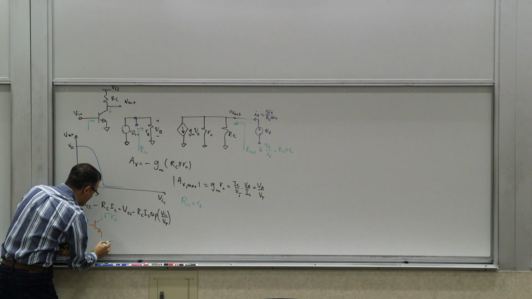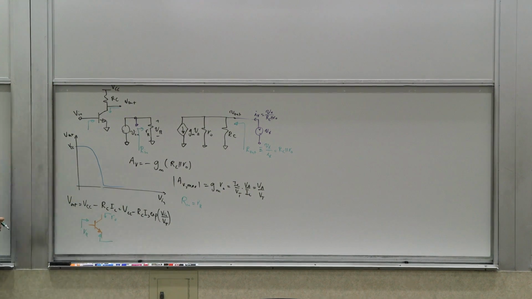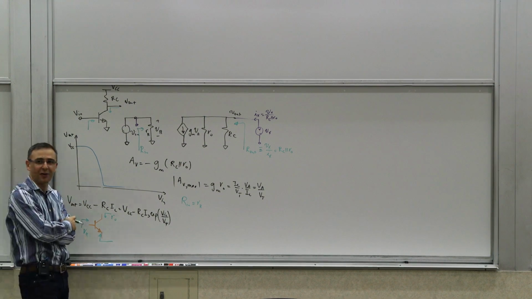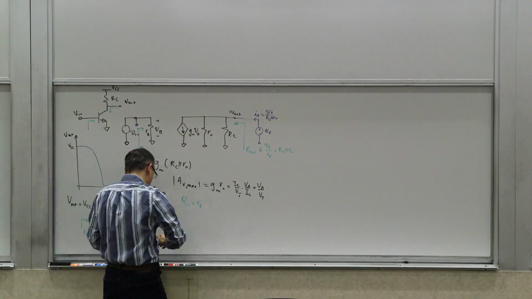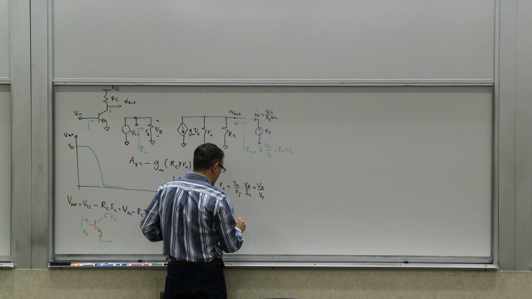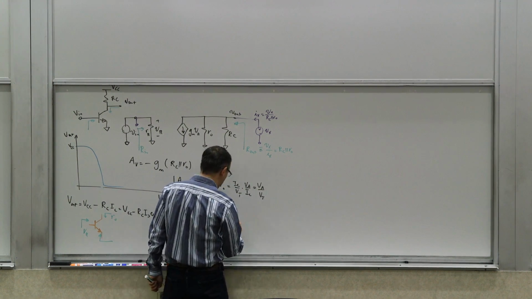And what is the resistance you see looking into the emitter? RO parallel to R pi. Is that so? Because there's a current source now, you have to take it into account. And it's actually easier to see it in the T model. So let's go to the T model and see how this looks in the T model.